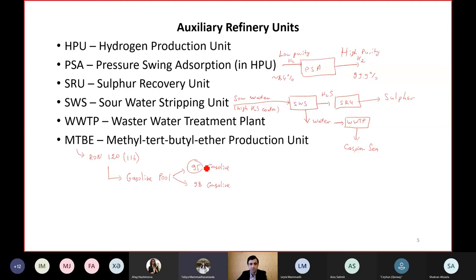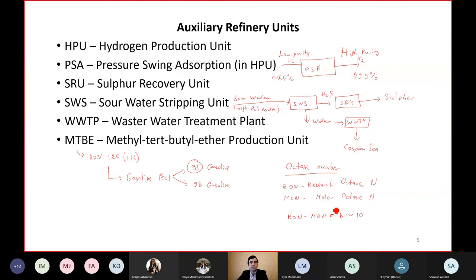Sanan Bey, could you please say, what is research octane number? What does it stand for? So there are octane numbers. It is RON, research octane number, and MON, which is motor octane number. Between RON and MON, there is a delta of around 10. Research means the theoretical octane number, which can be calculated. Motor octane number is measured with a motor or engine.